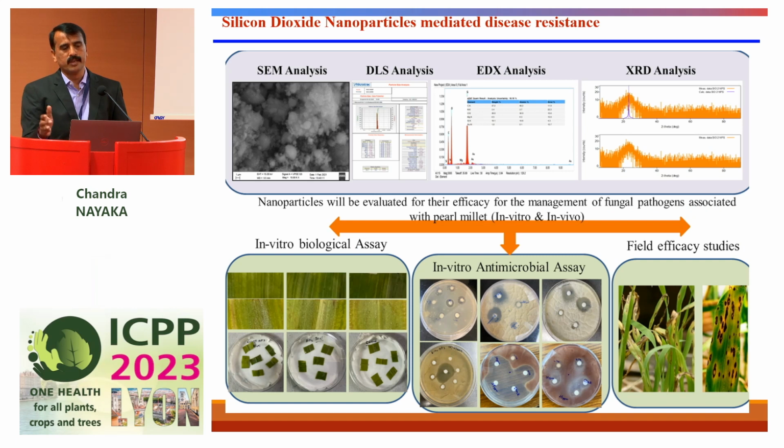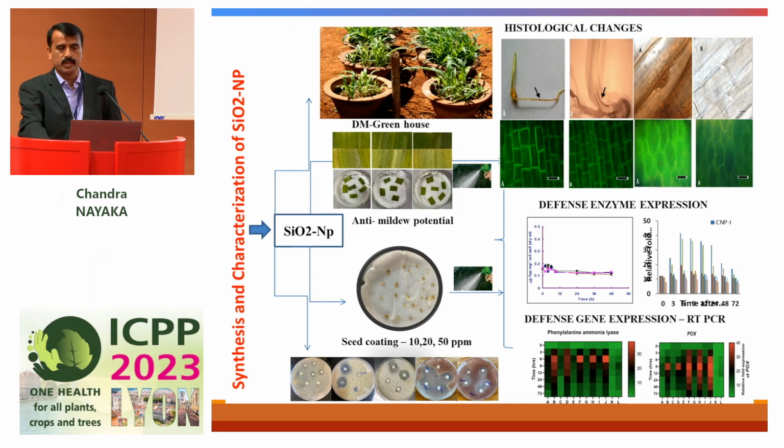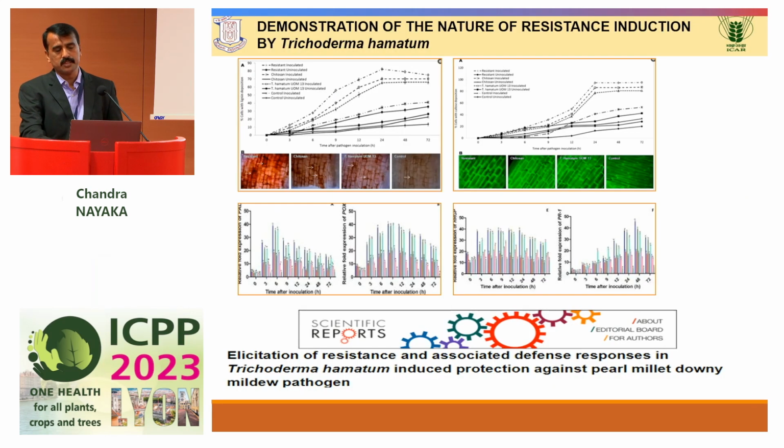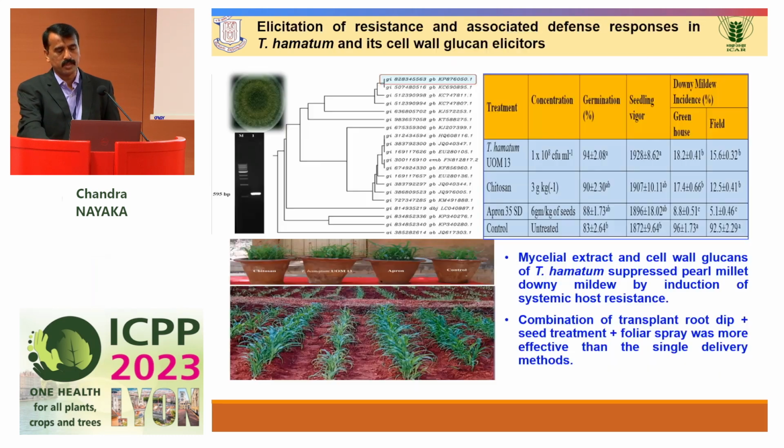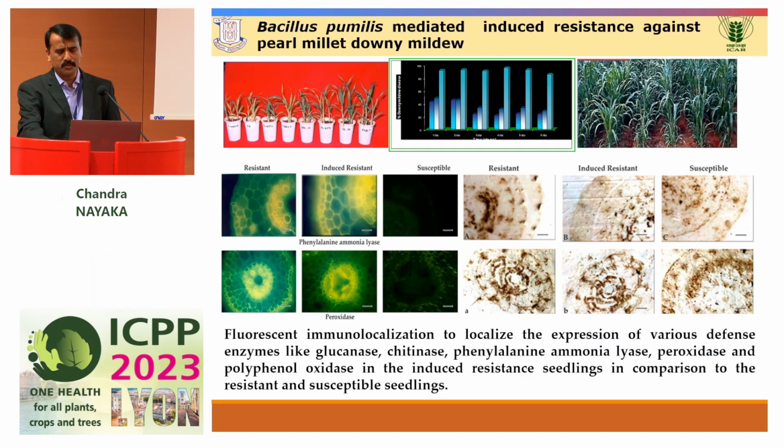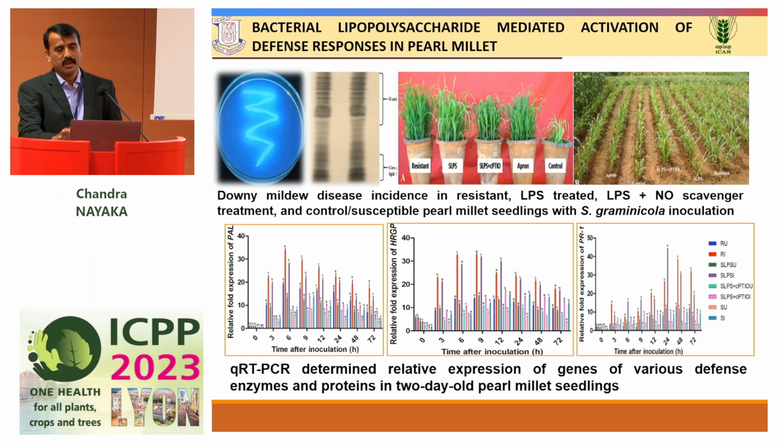We are using silicon dioxide as a seed dressing agent, and we checked whether these silicon nanoparticles can induce systemic resistance in pearl millet against downy mildew and blast. We demonstrated the nature of disease resistance using qRT-PCR and biochemical assays. Like that, we are using different bioagents. We have purified lipopolysaccharide from Pseudomonas, and we checked it against the management of downy mildew disease.